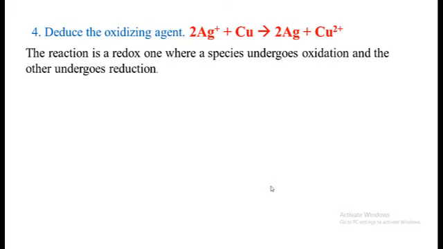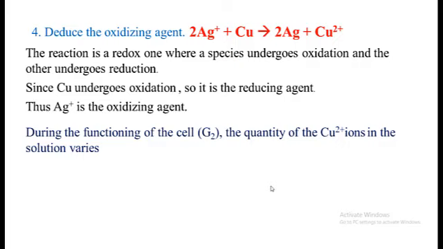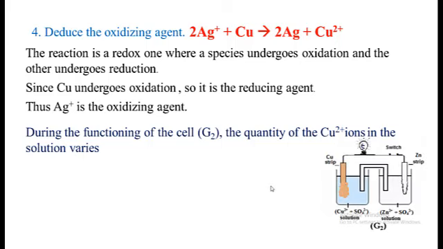The reaction is a redox one where a species undergoes oxidation and the other undergoes reduction. Since Cu undergoes oxidation, it's the reducing agent, thus Ag+ is the oxidizing agent. During the functioning of the cell G2, the quantity of the Cu2+ ions in the solution varies.